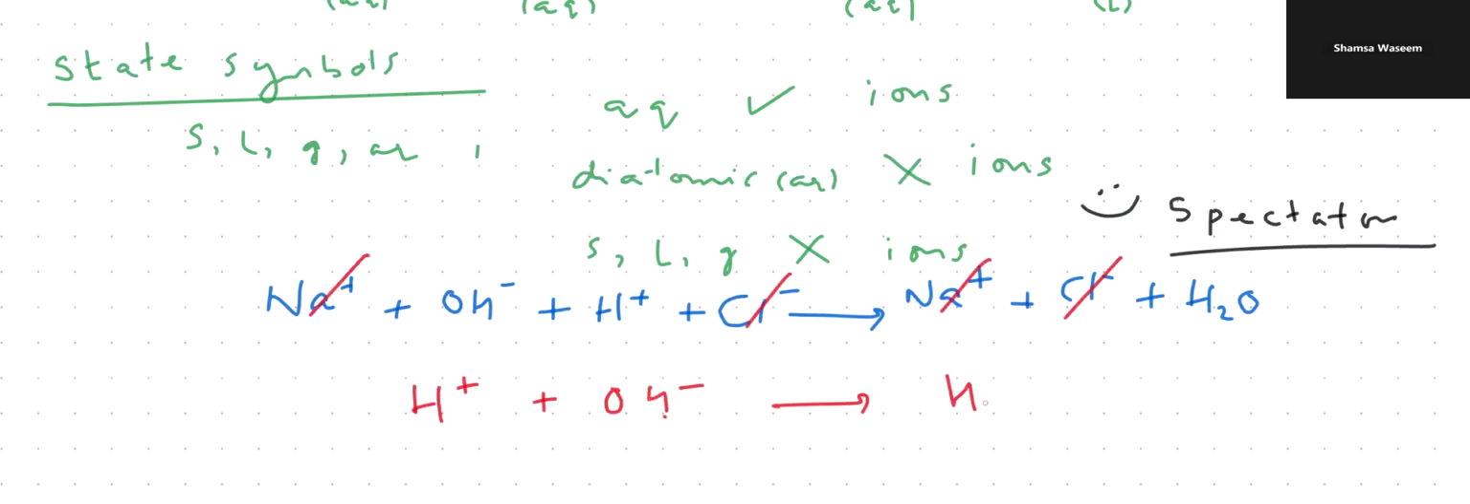If the examiner asks us to write the state symbols as well, what was the source of hydrogen ion? It was from acids, so it's aqueous. What was the source of hydroxide ions? From an alkali, aqueous. And water is going to be liquid.